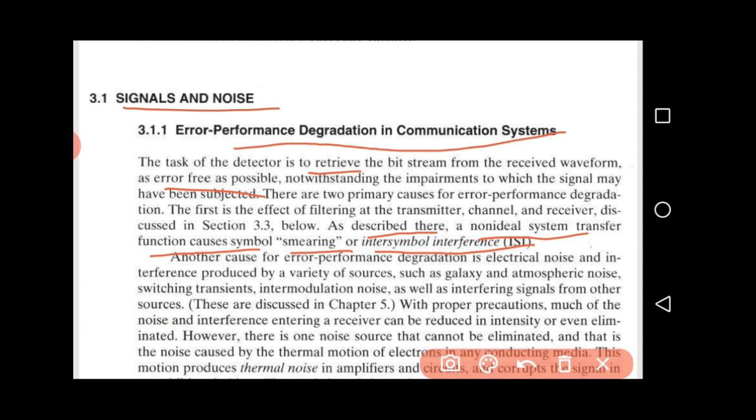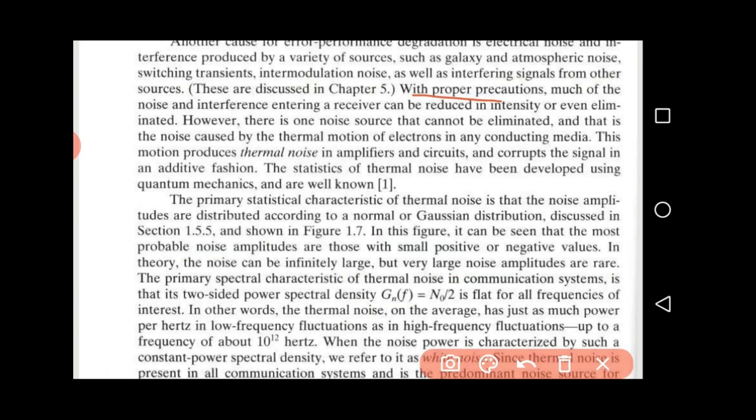Another cause for error performance degradation is electrical noise and interference produced by a variety of sources such as galactic and atmospheric noise, switching transients, intermodulation noise, as well as interfering signals from other sources. With proper precautions, much of the noise and interference entering a receiver can be reduced in intensity or even eliminated. However, there is one noise source that cannot be eliminated, and that is the noise caused by the thermal motion of electrons in any conducting media.